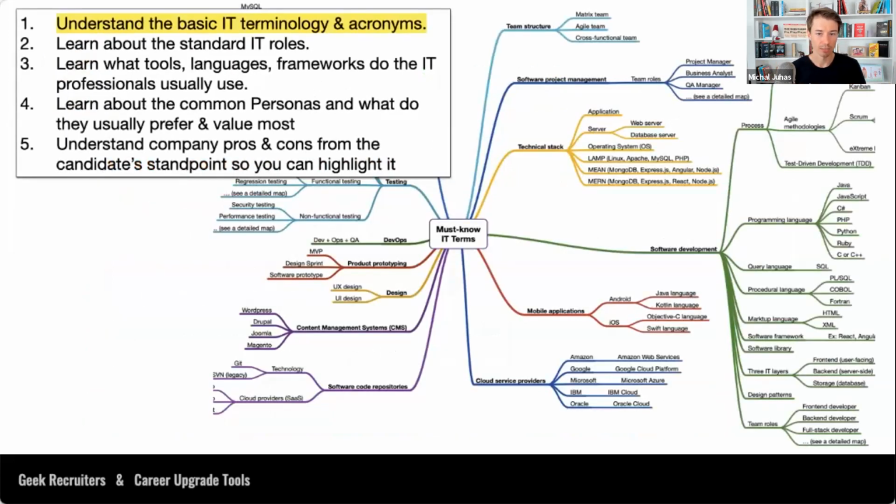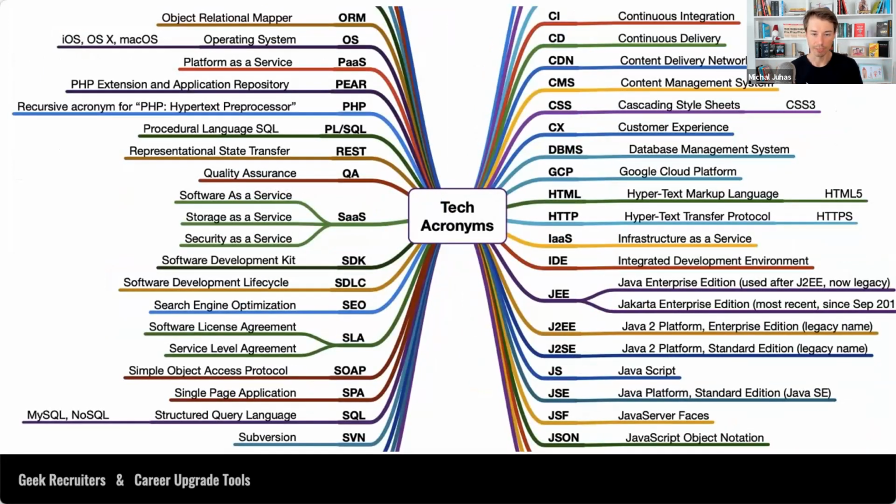So if we unfold the first one, we have defined this mind map of the must-know IT terms. And at some point, if you are in tech recruitment, you just need to learn this because you will notice all these terms repeat all over again in JDs, in candidates' CVs. This is, for example, a list of all the tech acronyms. I reviewed hundreds of CVs and job descriptions to analyze the most frequently appearing acronyms. An acronym is something that starts with the initial letters. For example, GCP, Google Cloud Platform, or SDK, Software Development Kit.